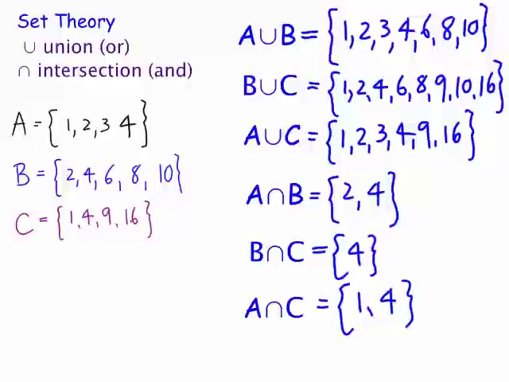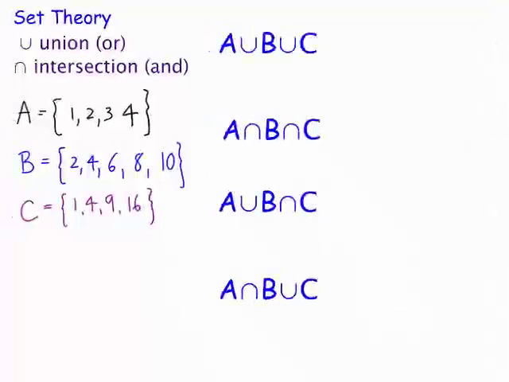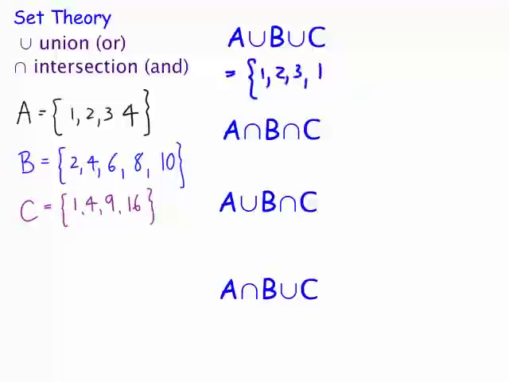Okay, so let's have a quick look at some further examples. Before we go on to the complements, let's have a quick look at the combination of these 3 sets, A, B, and C. The first one is A union B union C. That is all the elements in A or B or C. So let's write down what they would be: 1, 2, 3, 4, 6, 8, 9, 10, and 16.